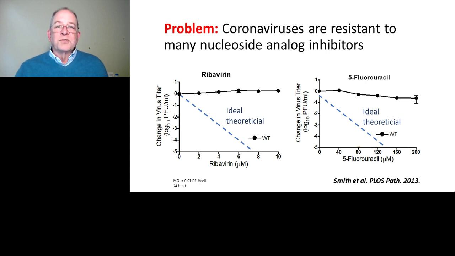The problem is coronaviruses are resistant to many of these. Basically, the black lines across the top are telling you that there's no decrease in virus titer no matter how much of these drugs you give. These viruses laugh at these compounds. The theoretical curves for inhibition would be the sloping line, showing what we'd like to see. So why is this the case? Well, in fact, we know why it's the case.